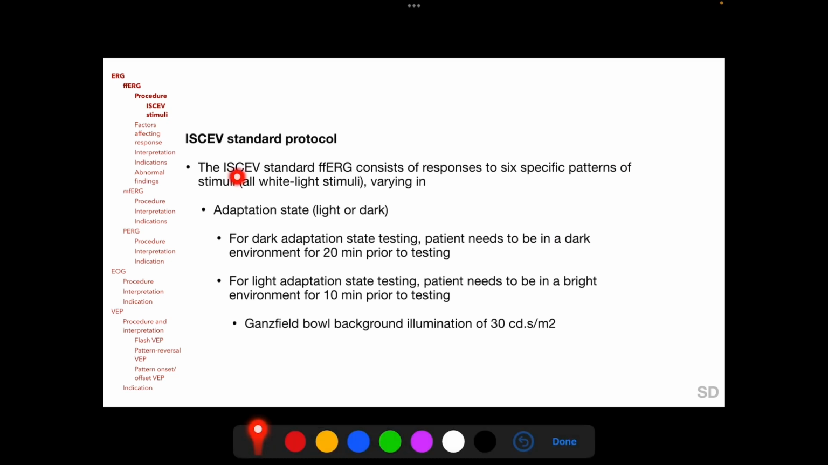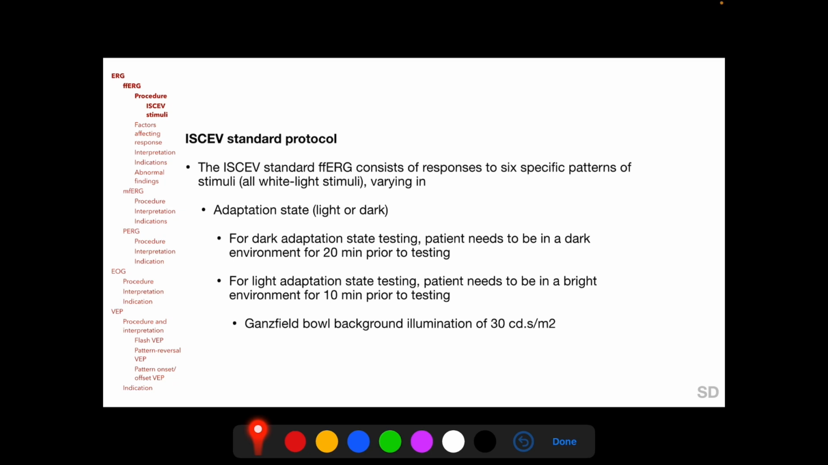The ICEV standard full field ERG consists of responses to 6 specific patterns of stimuli, all stimuli being white in color, varying in the adaptation state of the patient and the intensity of the stimulus. Stimuli other than ICEV standard stimuli are also used, and as we will see, some of these non-standard stimuli are required to make diagnosis of certain retinal disorders.